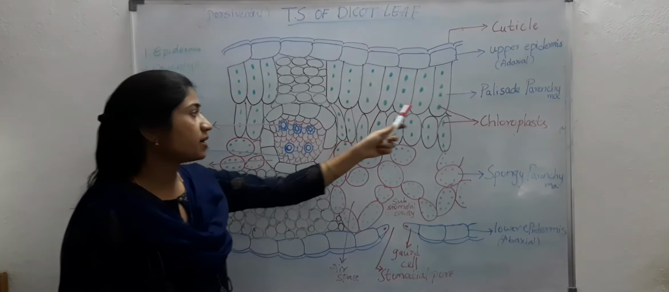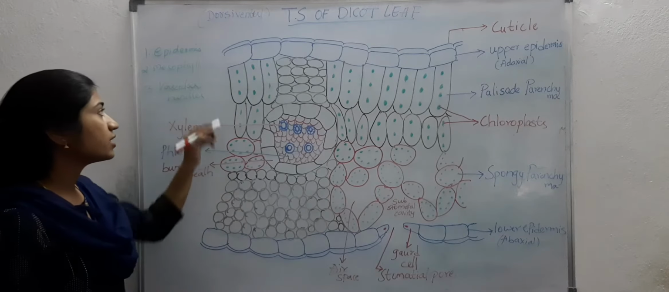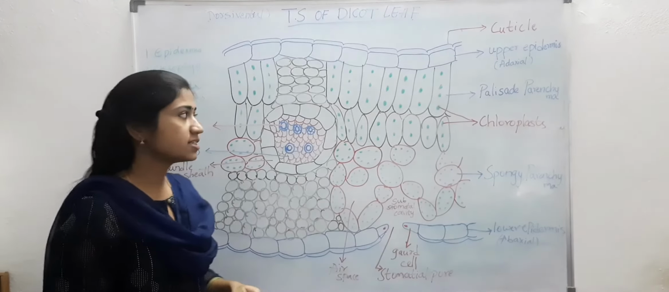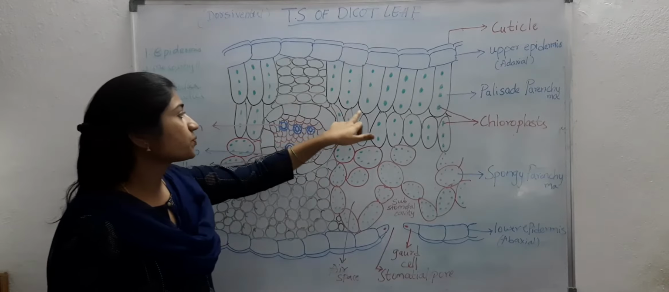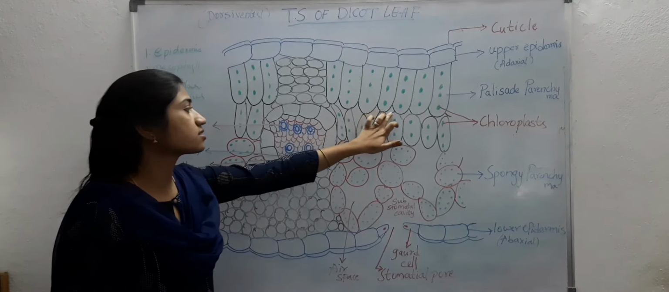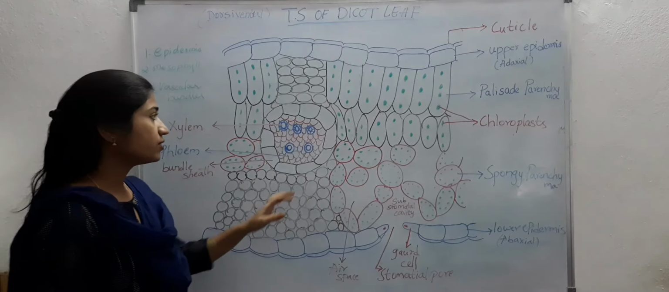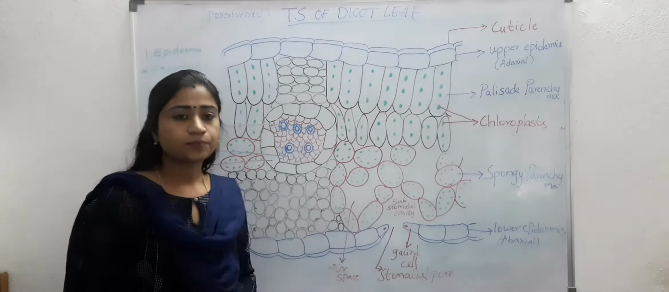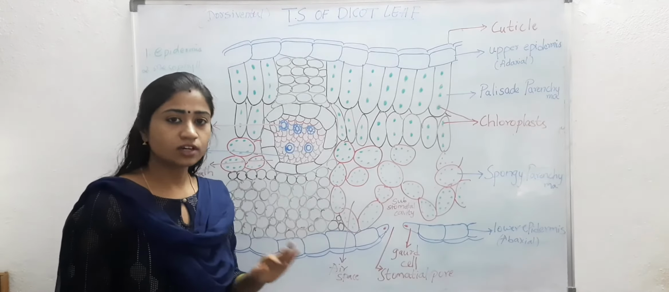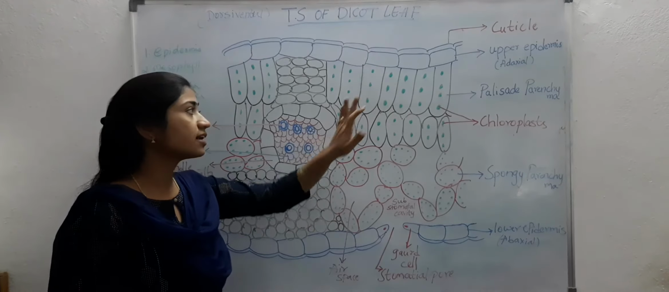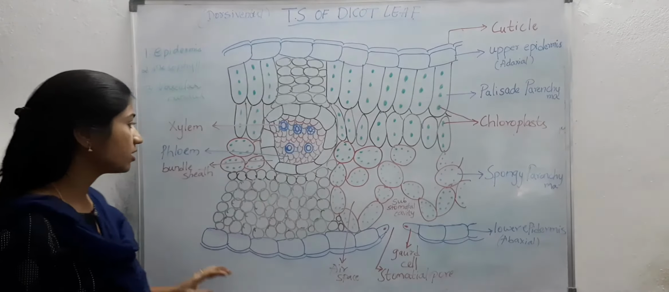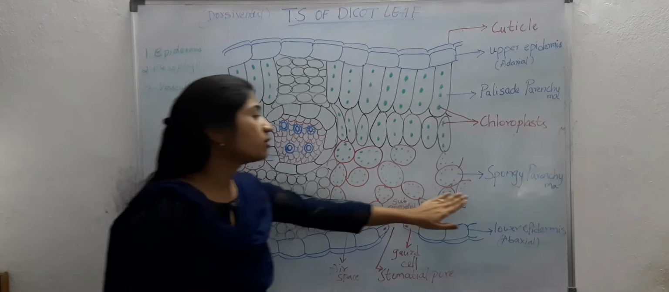The palisade parenchyma is made up of elongated columnar parenchyma cells. Here you can see, with narrow intercellular spaces like this. These are filled with chloroplasts, and these are mainly concerned with the production of carbohydrates. They utilize the sunlight and produce carbohydrates, which is photosynthesis. And coming to spongy parenchyma.